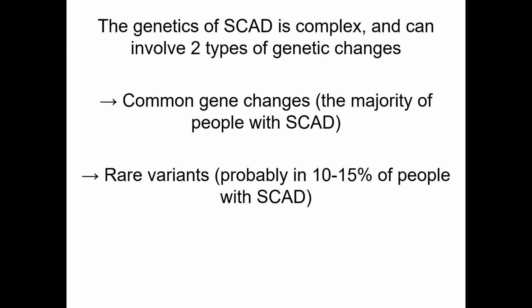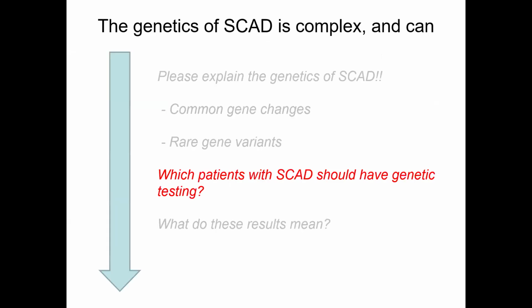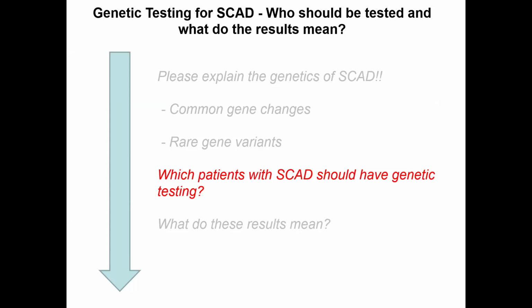So to summarize that part of the talk, the genetics of SCAD is quite complex, but we can break it down into these two broad types of genetic changes: common gene changes, which affect the majority of people with SCAD, and rare variants, which probably account for SCAD in about 10 to 15% of people. That brings me to the next part of the talk, and which patients with SCAD should have genetic testing.